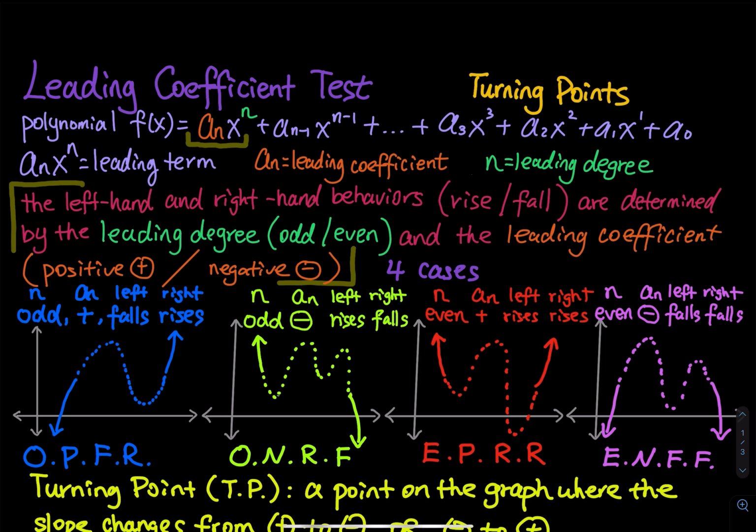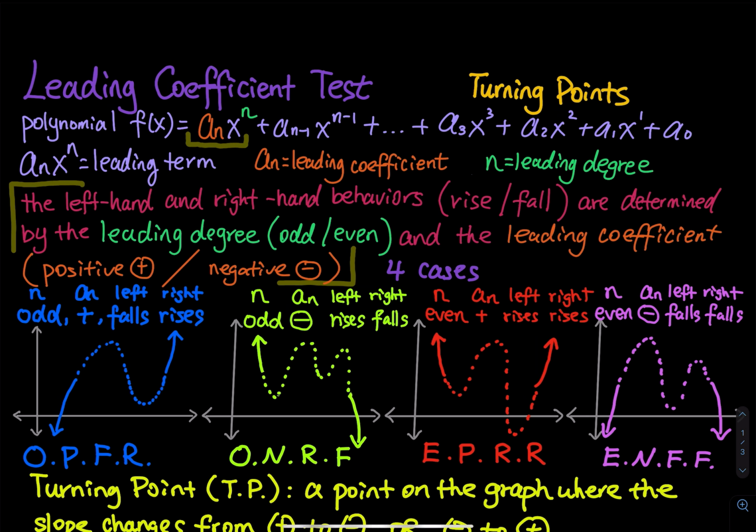To make this short, I will just write OPFR. What does OPFR mean? O is odd, P is positive, F is falls, R is rises. So you check out the leading degree first. Leading degree is odd, leading coefficient is positive, so falls to the left, rises to the right.